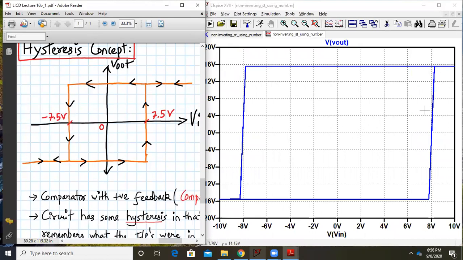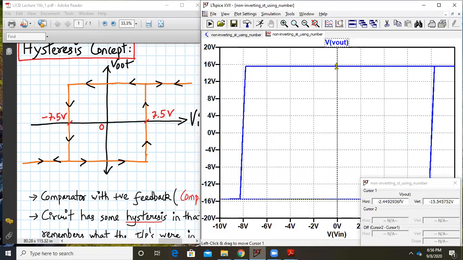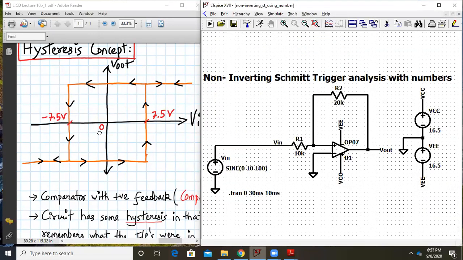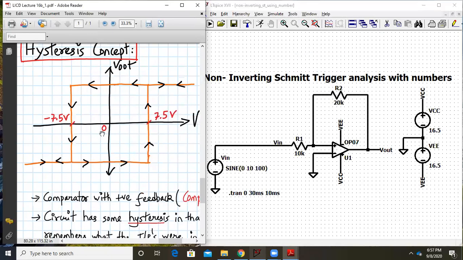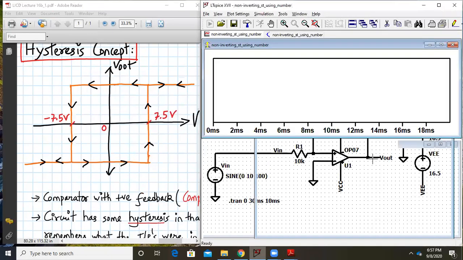So it's going from this side, the tail is on the right hand side at the top, and on the bottom we have it on the left hand side. So that's how the hysteresis curve for a non-inverting Schmitt trigger will look like. We can calculate the values of plus VSAT. Minus VSAT is minus 15.5 basically. So we can calculate the VUTP and VLTP from here very easily. So I just wanted to show you all that we can get the hysteresis curve from this very, very easily.